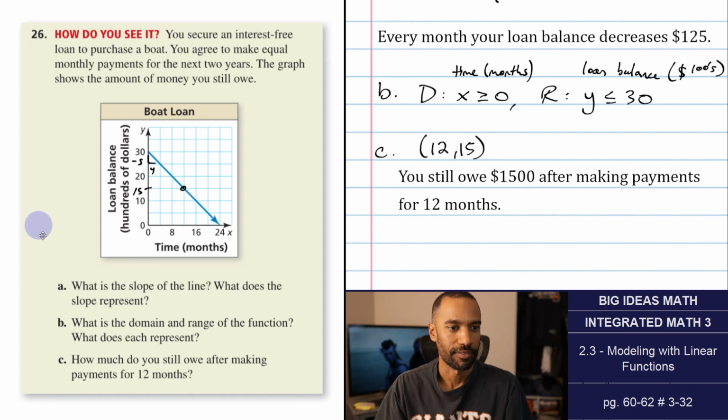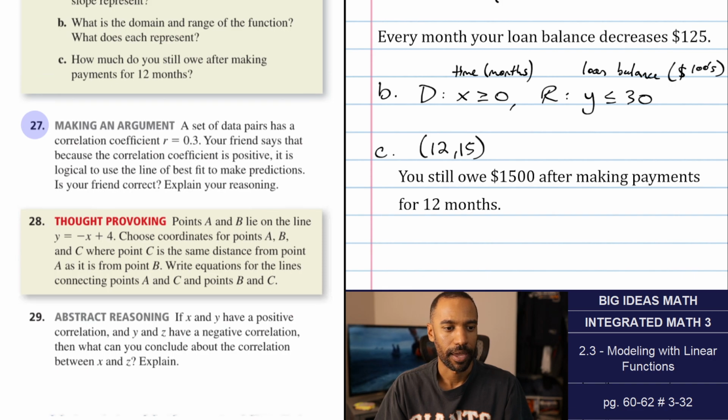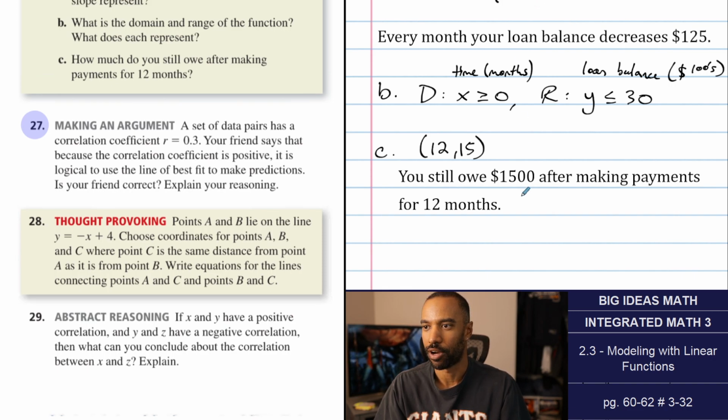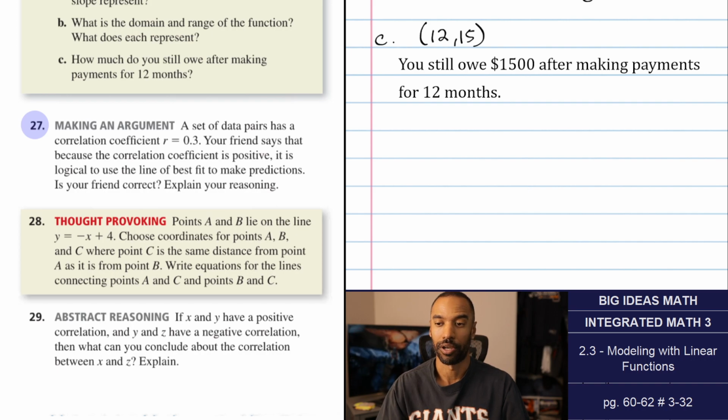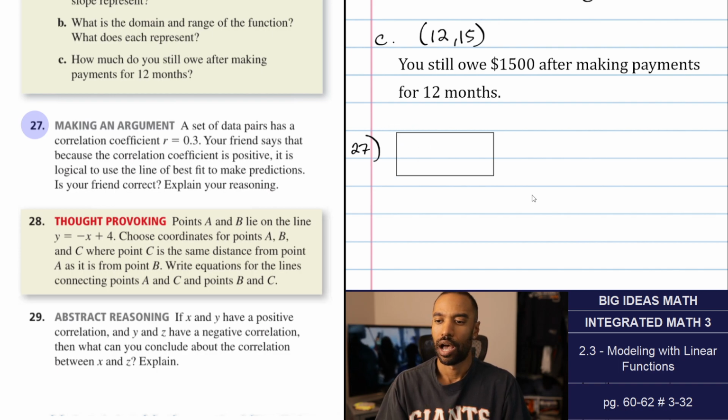Number 27. Making an argument. A set of data pairs has a correlation coefficient of R equals 0.3. That's very low. Your friend says because the correlation coefficient is positive, it's logical to use the line of best fit to make predictions. Is your friend correct? Explain your reasoning. Your friend's not correct.